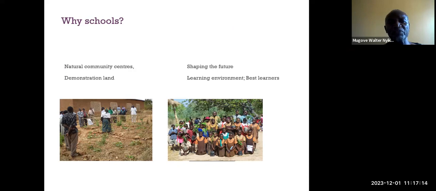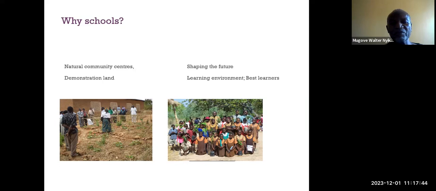So this approach, as mentioned, is focusing on school communities. And why schools is because schools are natural community centers. So every farmer is in a school catchment area. And the schools also have immediately available a significant amount of land, which can easily be used to demonstrate new ideas.